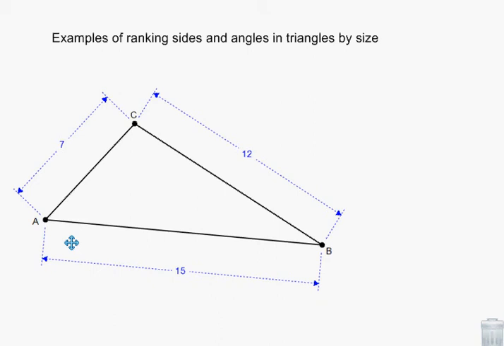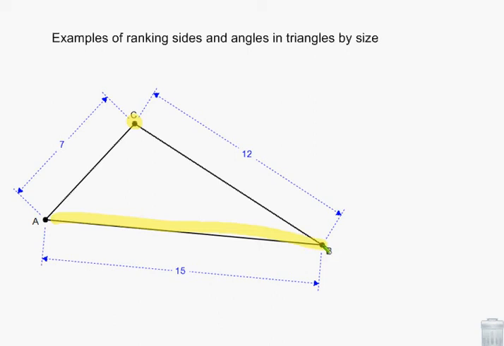Okay, we're going to do some examples of ranking sides of a triangle and angles of a triangle by size. We have a couple theorems that help us do this. The first one, we're going to look at ranking the angles by size given the sides. To do that, we know that if you compare any two sides, the bigger angle will be opposite the bigger side. So, for example, in this triangle, angle C is opposite side AB.